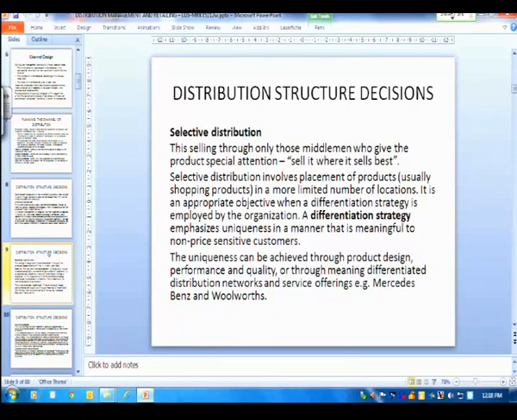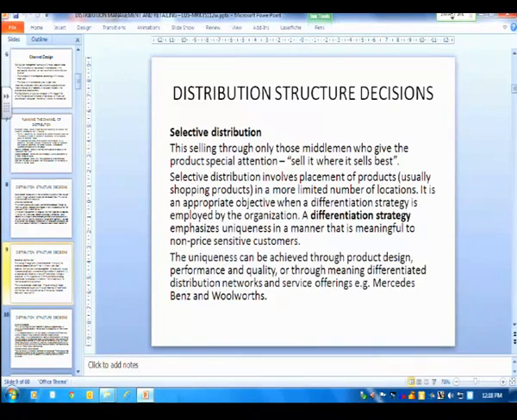Whereas selective distribution sells through only those middlemen who give the product special attention, meaning sell it where it sells best. Selective distribution involves placement of products, usually shopping products, in a more limited number of locations. It is an appropriate objective when a differentiation strategy is employed by the organization.